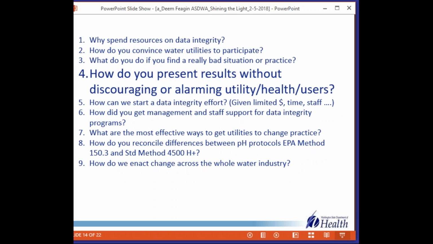Okay. All right. So, Nancy, how do you present results without discouraging or alarming the utility, your fellow oversight agency, or users on the system?